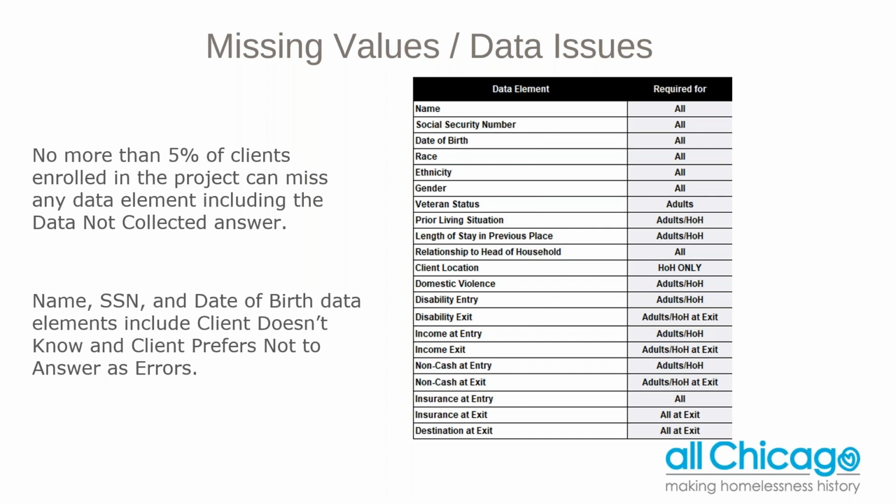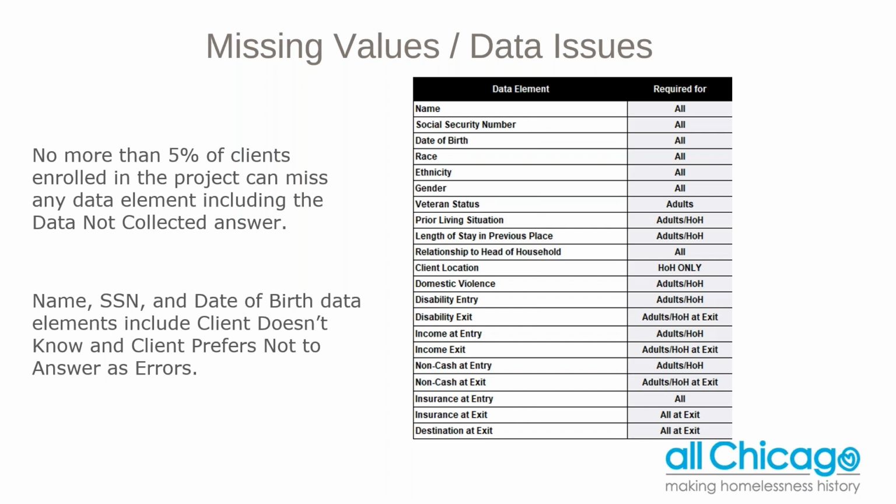So the data elements that we're looking at are name, social security number, date of birth, race and ethnicity, gender, veteran status, prior living situation, length of stay in previous place, relationship to head of household, client location, domestic violence, disability at entry and exit, income at entry and exit, non-cash benefit at entry and exit, insurance at entry and exit, and then also the destination for clients that have exited.